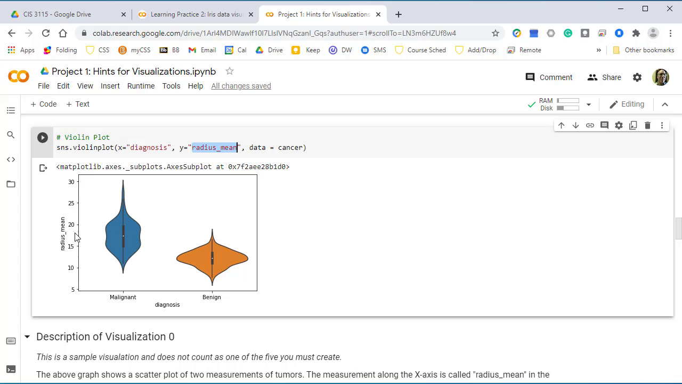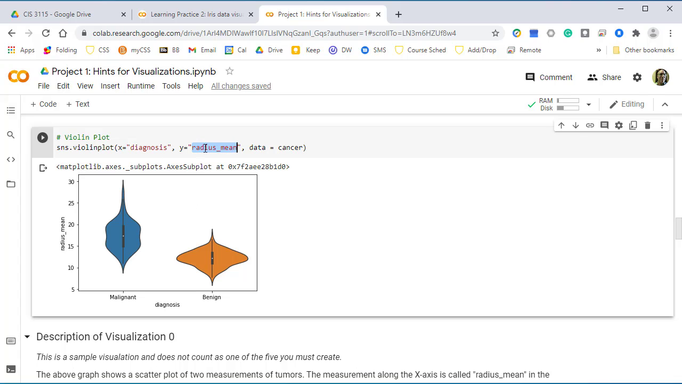And so this shows the radius mean. But this shows that while malignant tumors have a higher mean radius, there's still a lot of overlap. So if you saw a tumor with a mean radius of like 12 here, you could not tell. It would most likely be benign, but it could easily be cancerous too because there's overlap here.